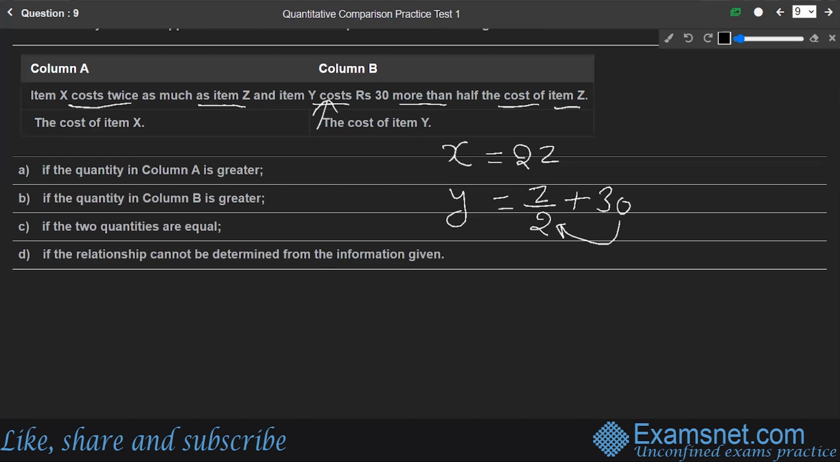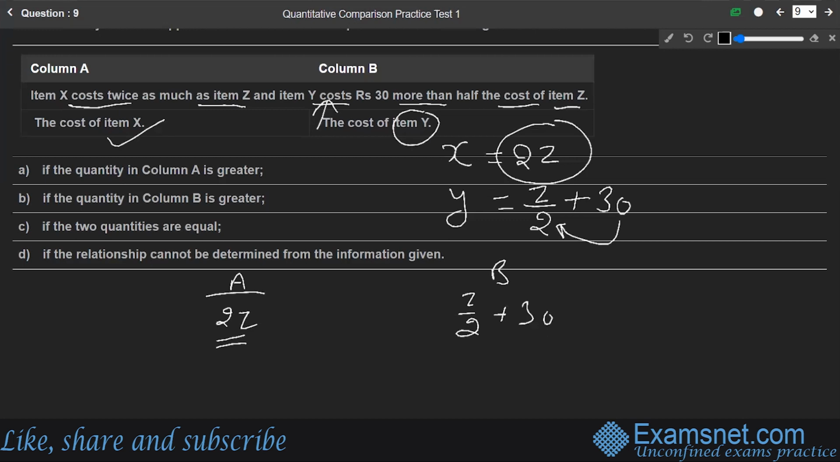Okay, so let us see the question first. The column number A says the cost of item X. So cost of item X is already given with us, it is 2Z. So on the left hand side we have got 2Z as the value. Now, let's see what is happening in the other column. Other column says the cost of item Y. So cost of item Y is Z by 2 plus 30.